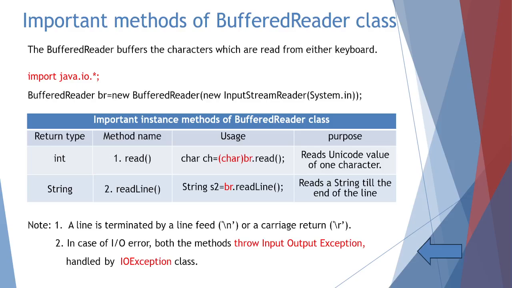So this is about the BufferedReader class. Where is the BufferedReader class? In the java.io package. So we import. Then with the help of the InputStreamReader class, we take the input in some object. What are the methods used? Read and readLine. Read reads the Unicode value, that too one character at a time. ReadLine reads strings.